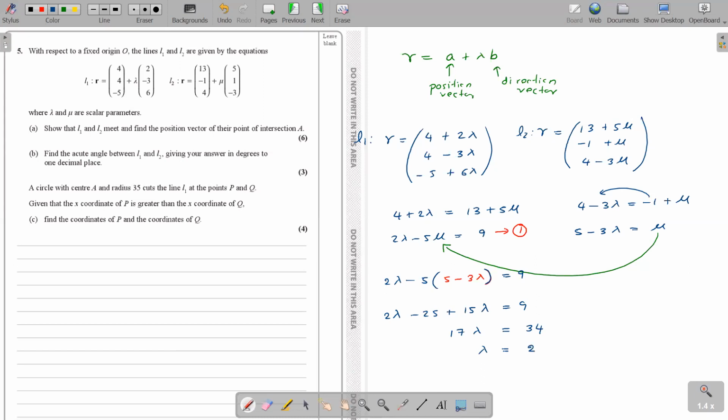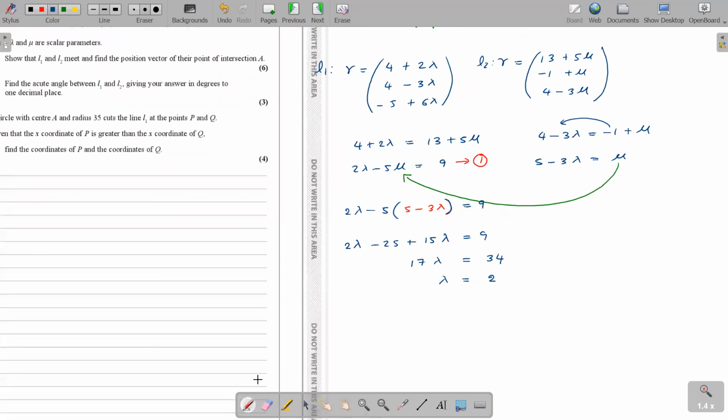Yeah, and then let's substitute the lambda value into one of the two equations and get mu. So mu is 5 minus 3 lambda. 5 minus 3 times lambda, which is 2. How much is it? 3 times 2 is 6. Mu is minus 1. Is that okay? Mu is minus 1.